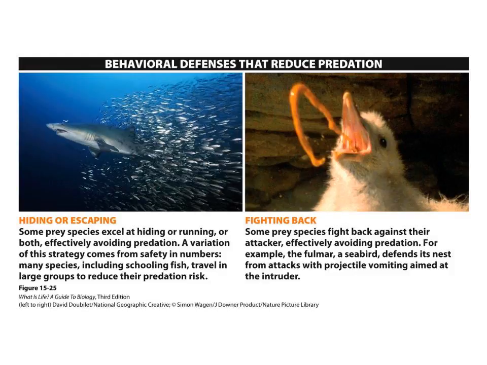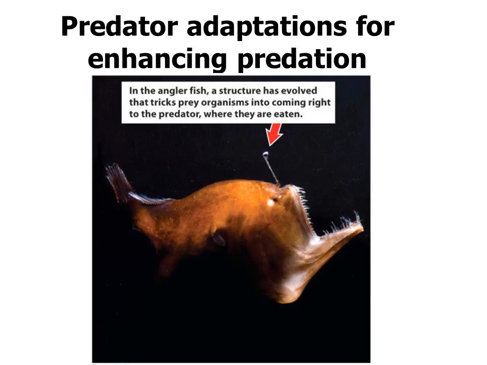There are also behavioral defenses, in addition to those physical ones, that prey utilize to avoid predation: hiding and escaping. A variation of that would be safety in numbers, shown here with these fish. Also alarm calling, warning, and fighting back. What this bird is doing to fight back is projectile vomiting at the predator to keep it away. It's an interesting evolution there.